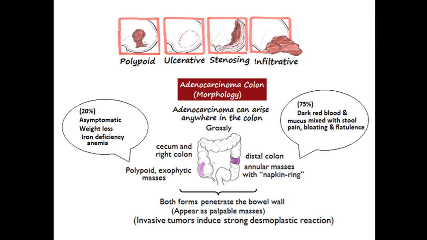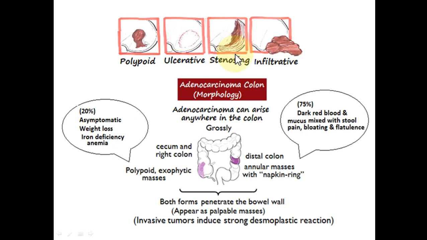Now coming to the morphology of the adenocarcinoma, the colon cancer may appear in the form of a polypoid mass, like a pedunculated polyp. It will form a polypoid mass that will protrude into the lumen of the large intestine. This cancer may become ulcerated, and there can be bleeding from the ulcers.